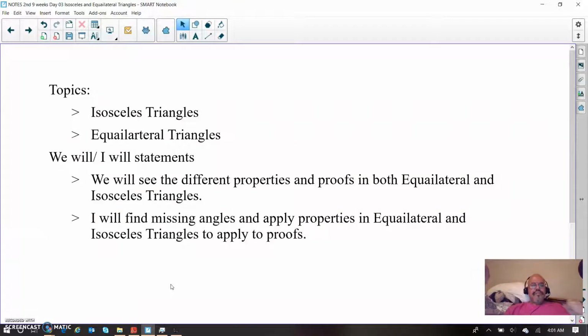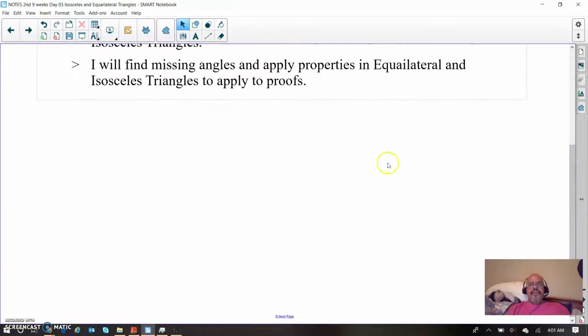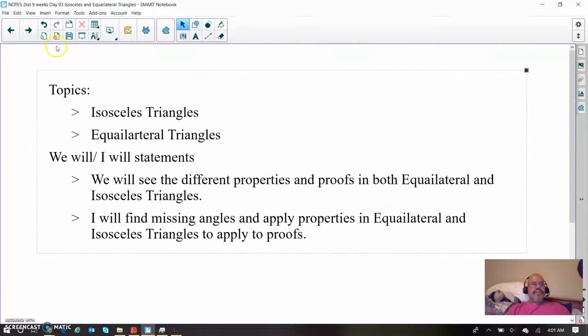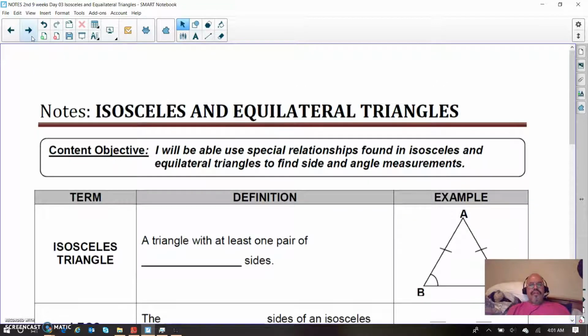Okay, so we're going to be talking about isosceles triangles and equilateral triangles. We will see how different properties and proofs work in both equilateral and isosceles triangles, find the missing angles, and apply properties of equilateral triangles to any proofs that we have. Okay, so let's take a look at this as a whole.